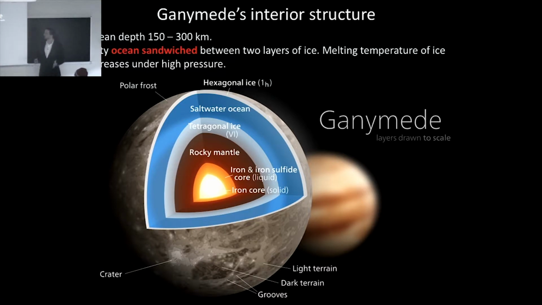For Ganymede, it's actually a very interesting case in terms of the ocean because it's the largest moon in the solar system. So it's so big that in the deep interior, the pressure is so high that it increases the melting temperature of ice. So the ocean is sandwiched between two layers of ice. So it's not in contact with rock.